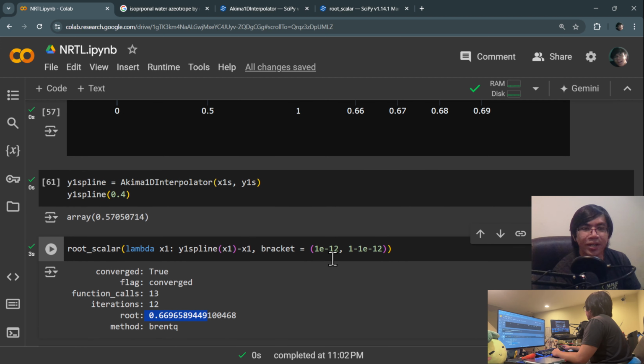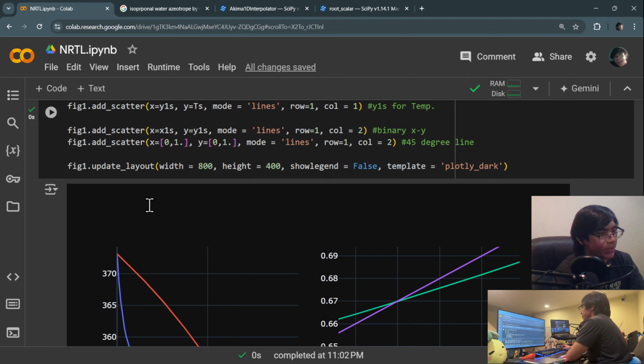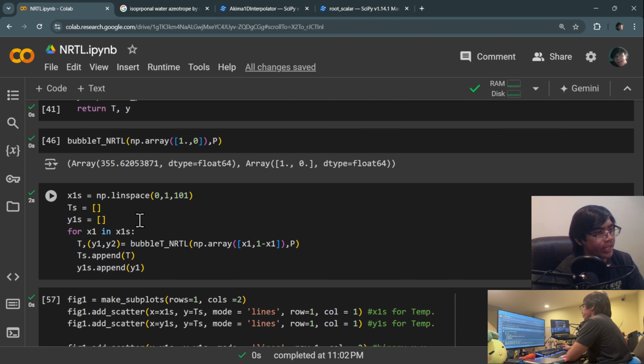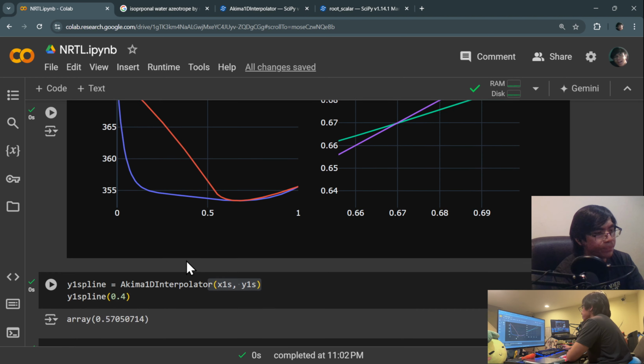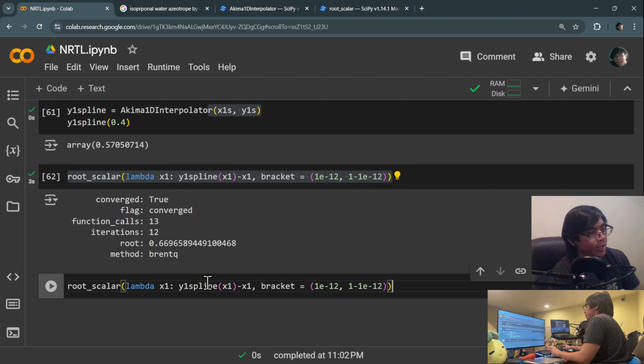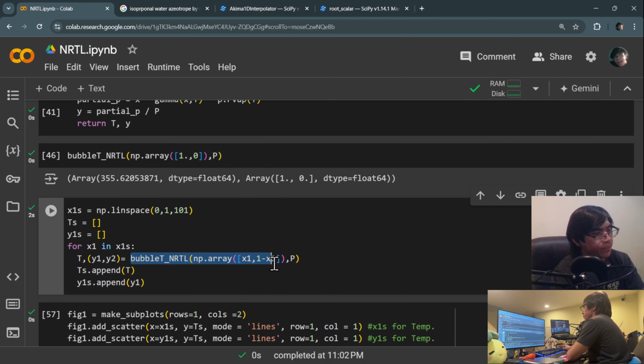Maybe that's it. That's with the spline, and now we were going to do it using our actual bubble temperature. So again, this is an interpolation based on our data that we calculated from up here. We use our generated x1s and use bubble temperature to get the equilibrium for the vapor mole fraction. So we can just do this again, but for our expression of bubble temperature right here.